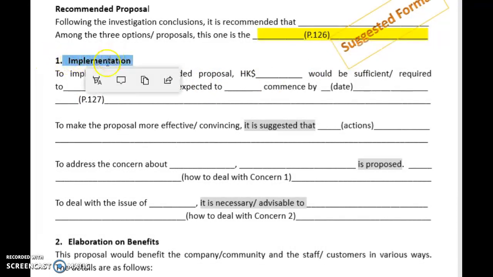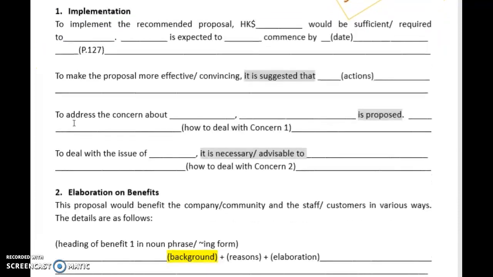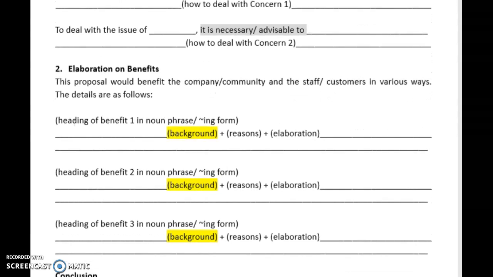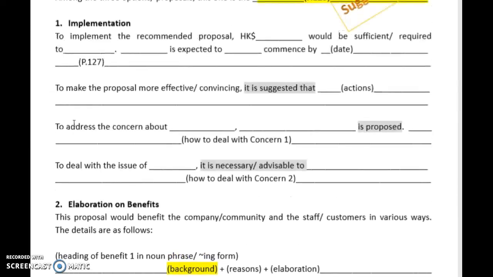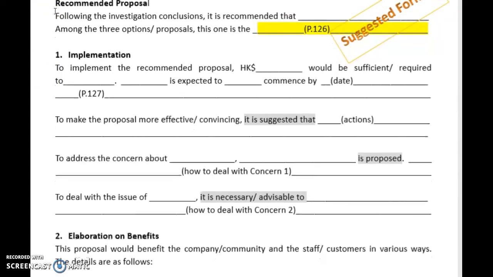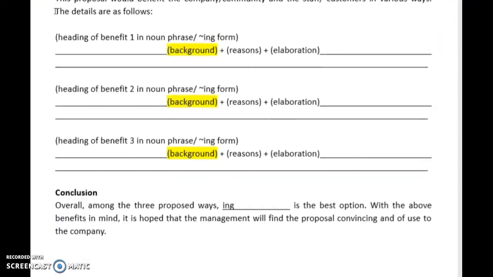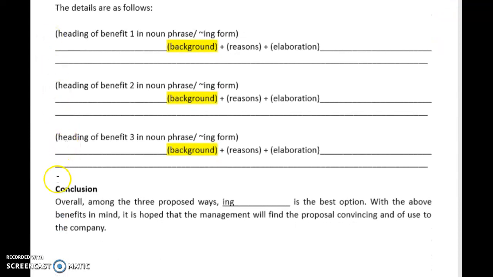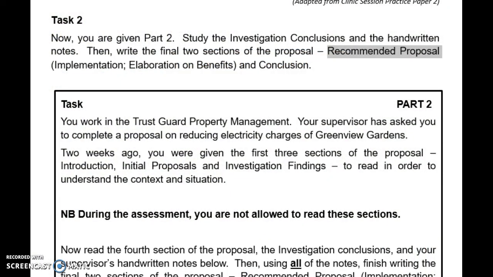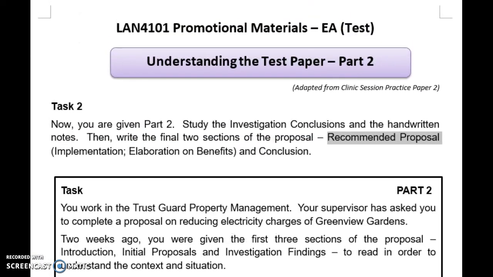Subsection number 1, Implementation. Subsection number 2, Elaboration on Benefits. Before the first subsection, we have one short paragraph called Recommend Proposal. And after the 2 subsections, we end the proposal by giving a conclusion. So that's it for part 2.